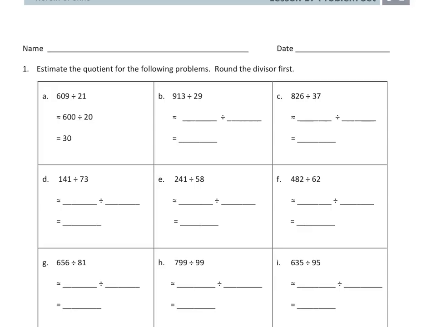All right, so they want us to estimate the quotient. What is the answer going to be about in the division problem? And they give us specific information that they want us to round the divisor first. So I'm going to put a little star in the first example. The second number in the division sentence is called the divisor. So we're going to always round the second number first, and then round the dividend, which is the bigger number, second.